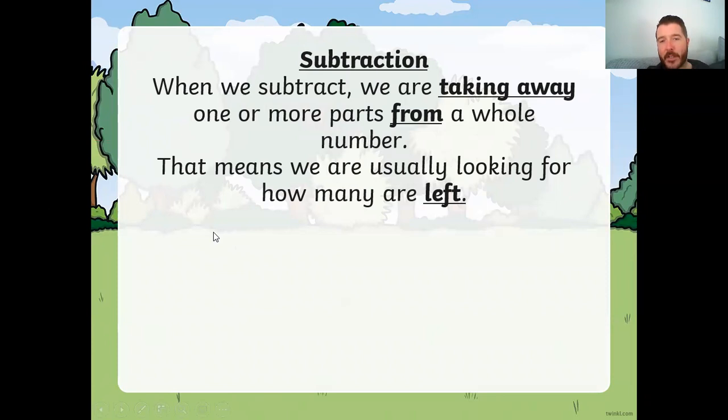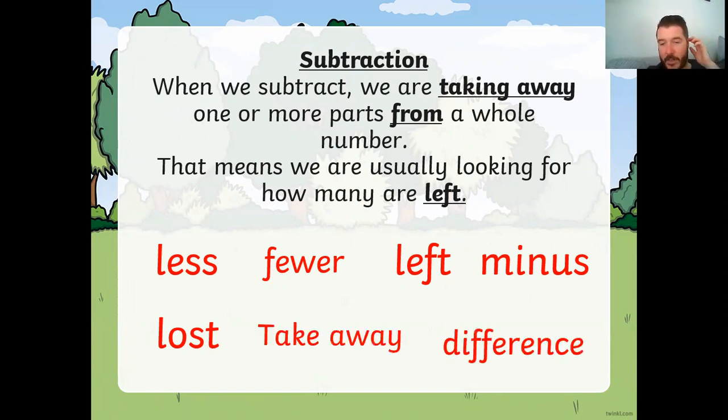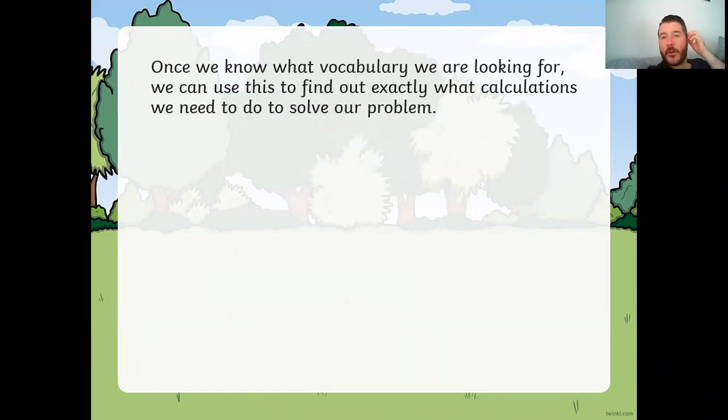So some of the vocabulary for subtraction you might look at is less, fewer, left, minus, lost. There might be lots of different words that mean lost. You might have dropped, gave away, went missing, hidden. All those words are the same as lost, aren't they? That means they've gone missing. They're not there anymore. Take away. And the difference, okay? Now we can solve the difference by adding, by counting on, but difference is essentially a subtraction problem. So once we know what vocabulary we're looking for, we can use this to find out exactly what calculations we need to do to solve our problem.